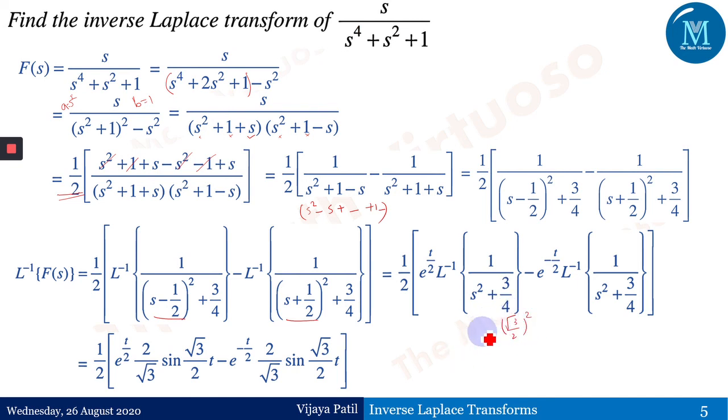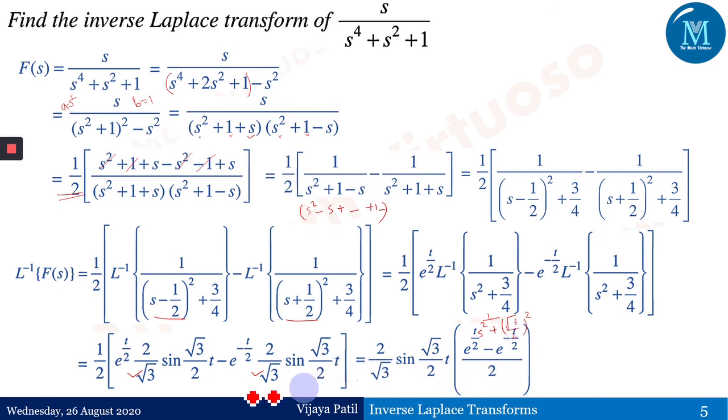So s square plus square root of 3 by 2 the whole square gives sine, but it is 1 by a times. So 1 by a times 1 upon square root of 3 by 2, which is 2 upon square root of 3. So this is the term over here. Similarly, the other bracket also gives the same term. And then sine square root of 3 by 2 times t into this. Then we have just done the adjustment over here, that is e to the power t by 2 minus e to the power minus t by 2, by 2.